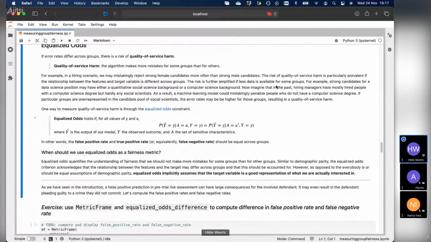And this type of harm can particularly occur if the relationship between features and a target variable is different across groups. So the data distribution differs a lot between groups. And then if you have a lot more data for one group compared to another group, then this could definitely be a cause of quality of service harm. So an example that is often mentioned is a facial recognition system that doesn't work well for people with a darker skin compared to people with lighter skin. And this was mostly due because the training data set contained mostly lighter skinned faces.